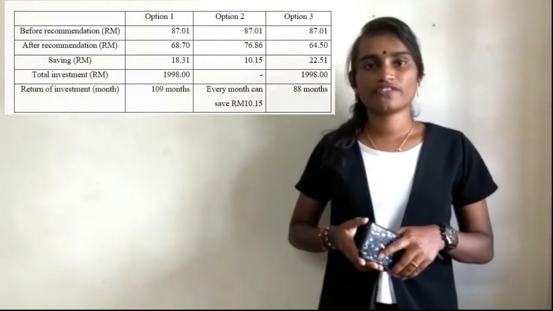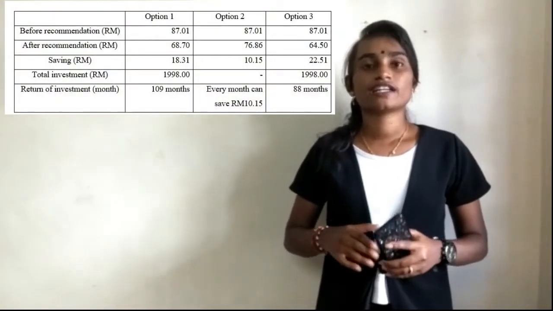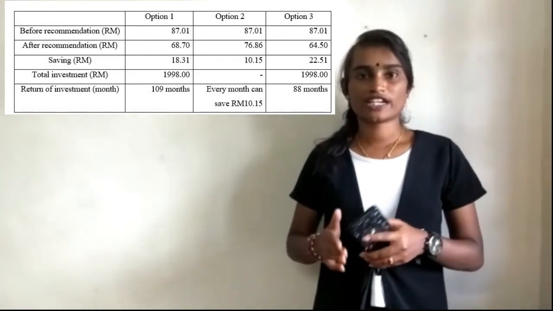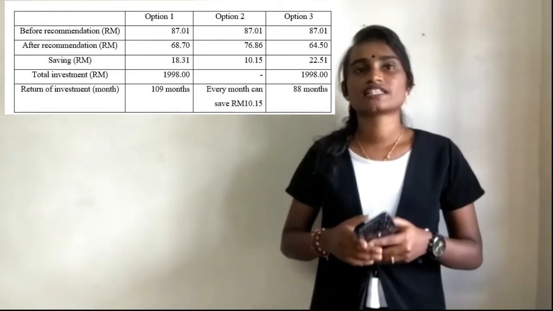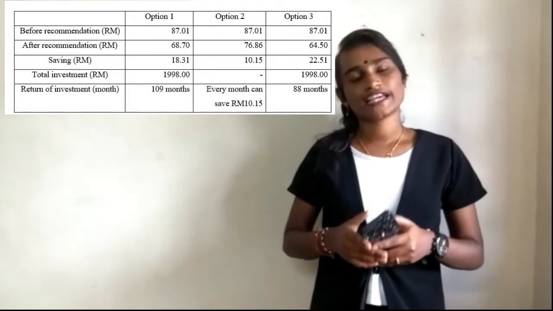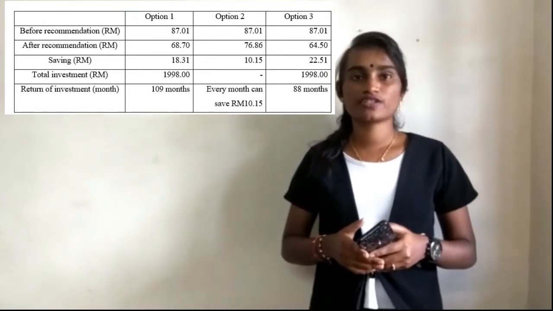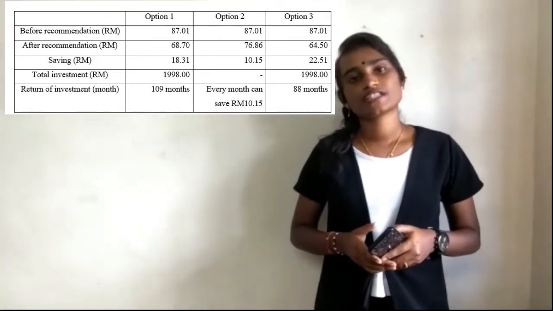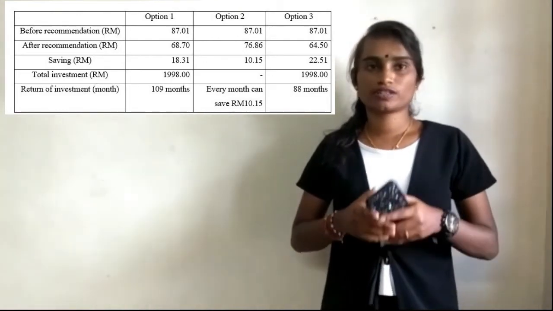Now I'm going to explain about phase 3, which is the cost benefit analysis. There are 3 options for the recommendation. First is change the electronic gadget. Second option is reduce the usage time. And the third option is combine both options.